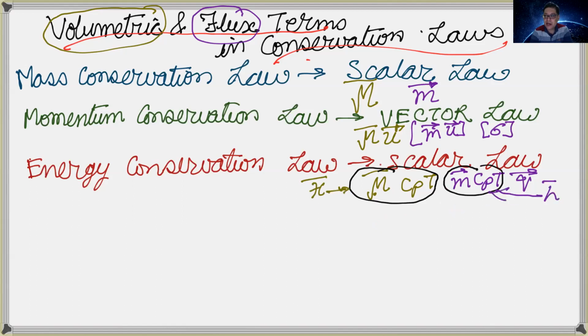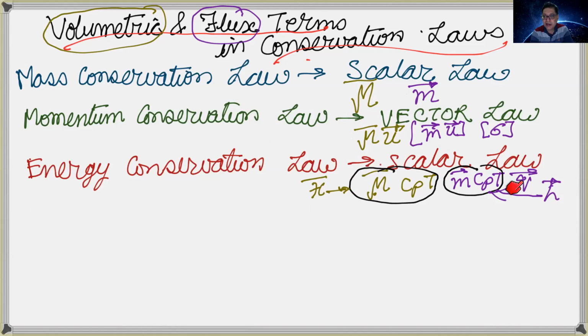This is the volumetric enthalpy and this is the enthalpy flux. In an energy conservation law, the volumetric term is volumetric enthalpy and the flux term is enthalpy flux and conduction flux. So what you note from this is that there are two scalar laws, the mass conservation law and the energy conservation law. In these, the volumetric terms, volumetric mass and volumetric enthalpy, are scalars, whereas the flux terms, mass flux, enthalpy flux and conduction flux, are vectors.